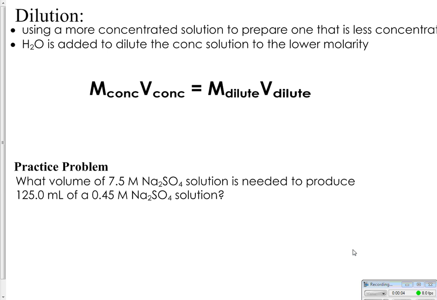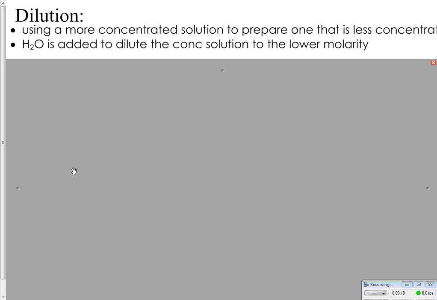This is video 4 for chapter 12 on dilution. And dilution is a pretty simple process. Essentially what you're doing is taking a more concentrated solution and diluting it by adding water to make something that is less concentrated.